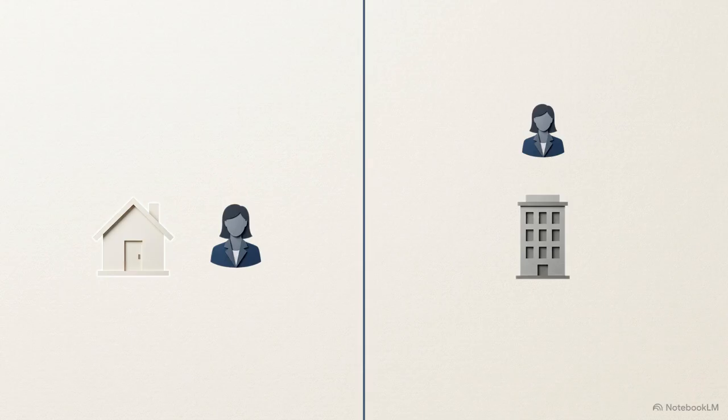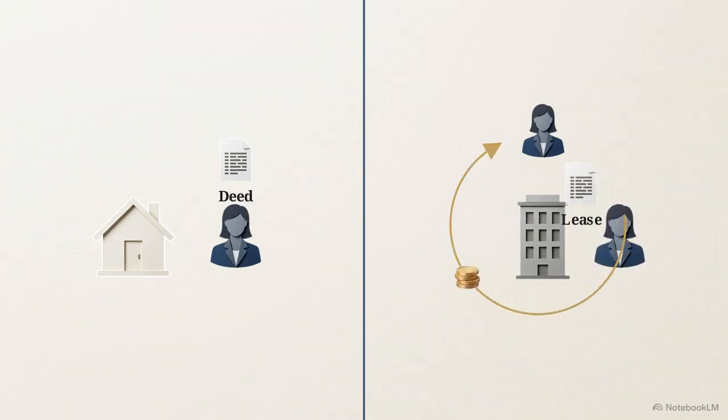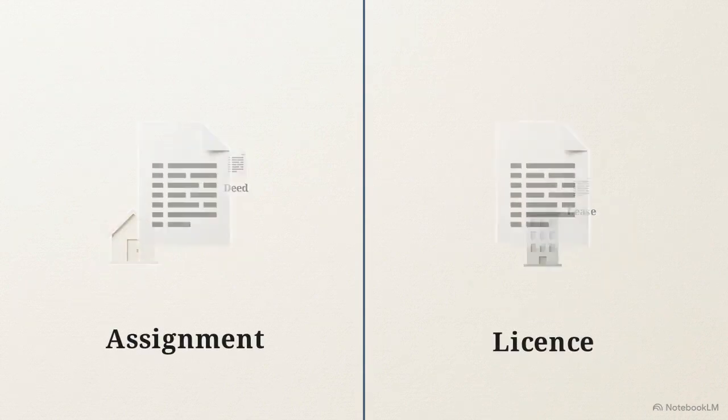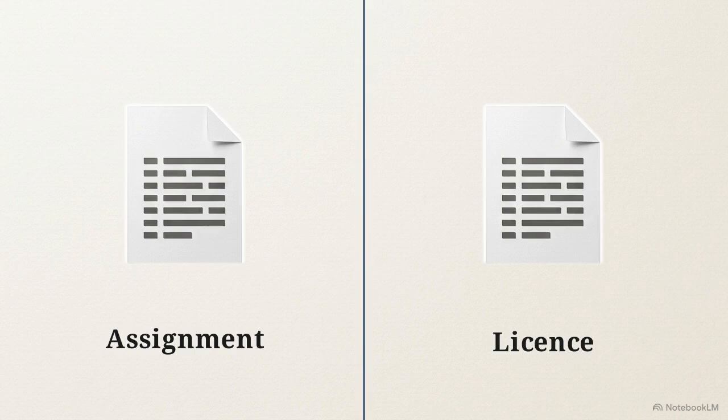Think of this animated diagram as your two main paths. On the left, selling a house. You hand over the deed, collect the money, and walk away. On the right, renting an apartment. You sign a lease, someone else uses the space, but your name stays on the title. In intellectual property, these translate to an assignment and a license.